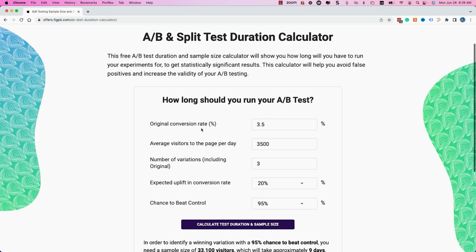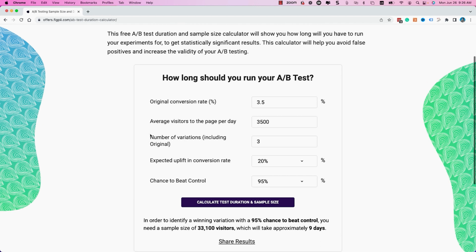If you don't know how to calculate the conversion rate, drop a comment below, and I'll be glad to record a video about that. So it's going to ask you for the original conversion rates, how many average visitors to the page per day. So in this case, we said 3,500. That's kind of the standard value. How many variations I'm going to include in the test. What's the expected lift? Now, lots of people struggle with this. This is what's called the minimum desirable effect. Do I expect my test to generate a 10%, 15%, 20%?